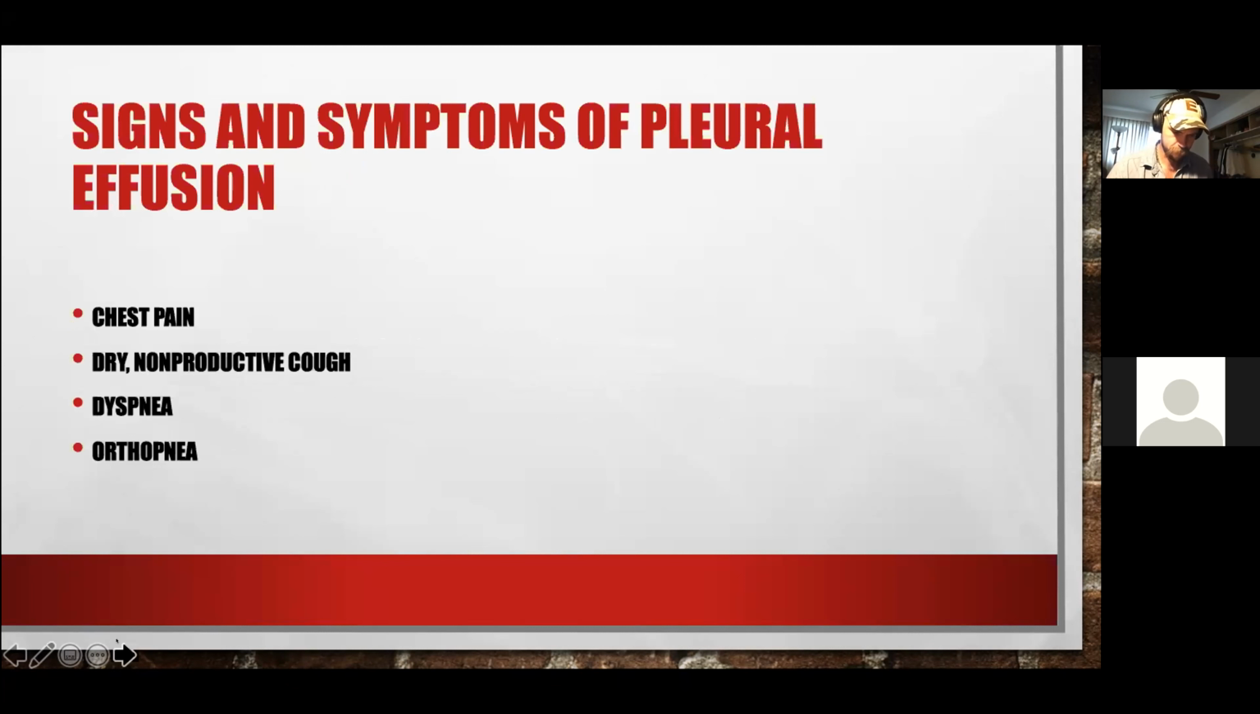I put the signs and symptoms of pleural effusion because when I was going over the research, that was the most common cause for having this done. So you'll see chest pain, you'll see a dry, non-productive cough, difficulty breathing, and then orthopnea.